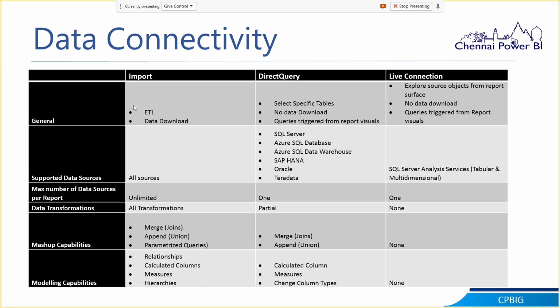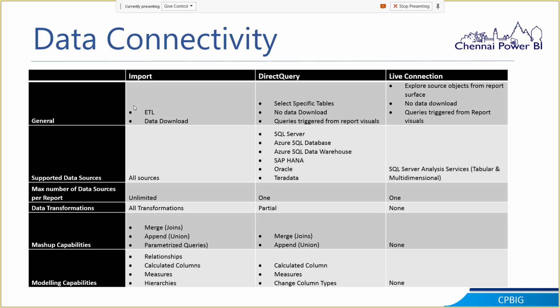Then next one, I just missed supported data sources. Under direct query, we have SQL Server, Azure SQL databases, data warehouse, SAP HANA, Oracle, Teradata. On top of this, they have included a few more preview versions of data sources, which you can check under Power BI Desktop features, preview features. So it is still accepting the latest data sources under direct query.